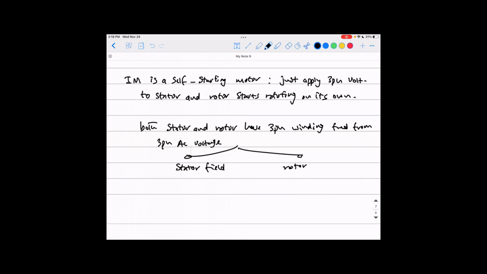fields run at the synchronous speed from the beginning. So there is no difference in speed between them, and they can just couple together from the very beginning. The difference is that, if you remember, in the synchronous machine the magnetic field on the rotor comes by DC excitation, so it does not rotate on its own. So one of them is rotating and the other one is stationary.